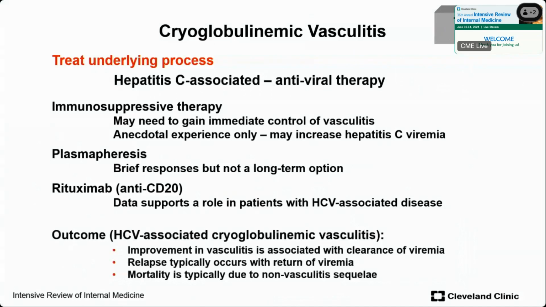The outcome in hepatitis C-associated cryoglobulinemic vasculitis is that improvement in the vasculitis is associated with the clearance of viremia, with relapse typically occurring if there is a return of viremia, which is less common with our current antiviral agents, and mortality is typically due to non-vasculitic sequelae.